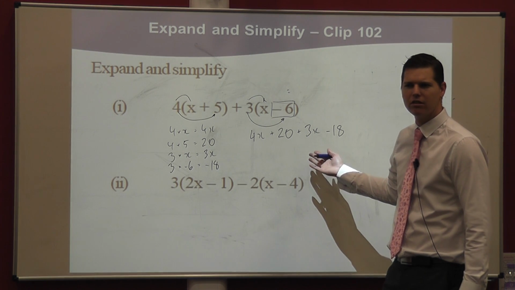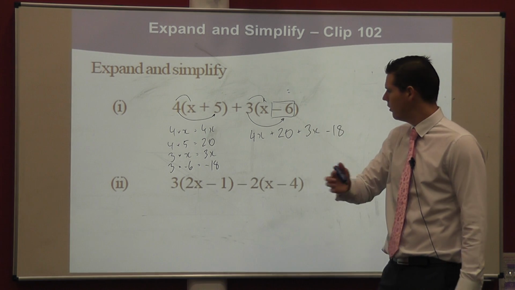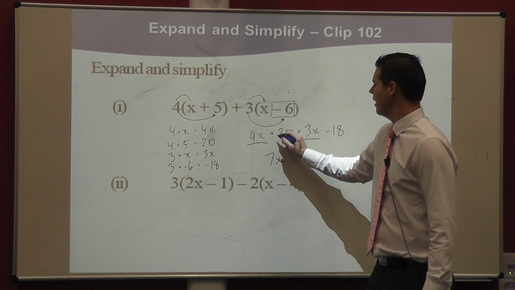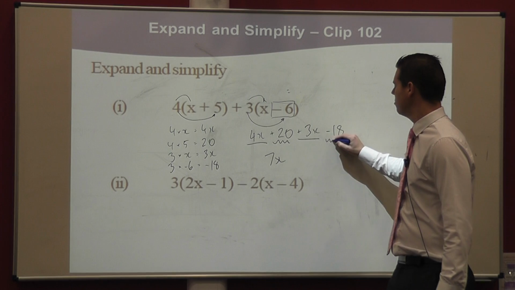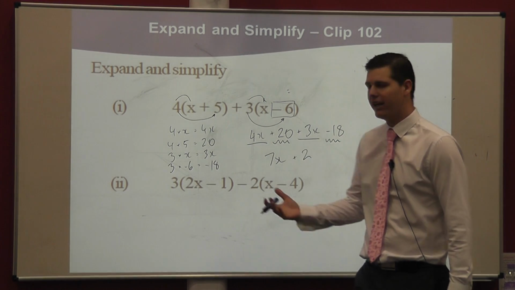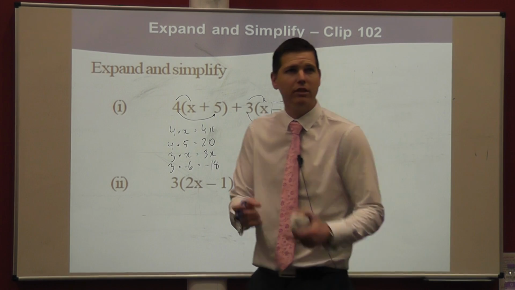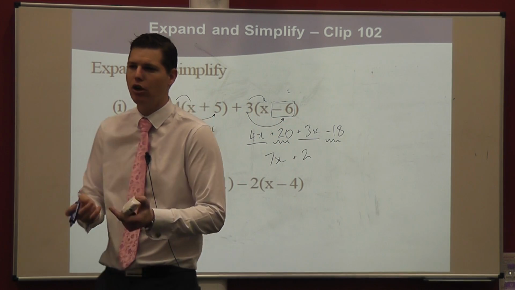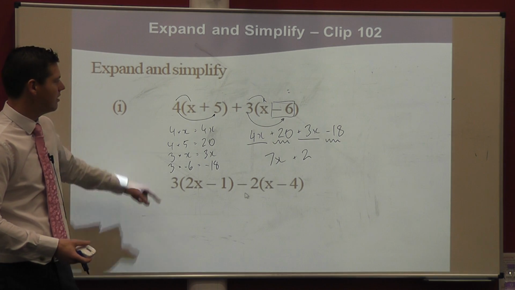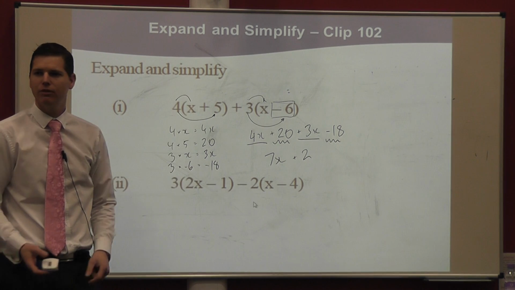What am I going to do next? Simplify. 4x plus 3x gives me 7x, and then positive 20 minus 18 gives me a positive 2. 7x plus 2, that's it. It's that simple. It's really just dealing with very simple terms and some calculations. Break it down into simple steps. Don't look at it as one big, massive, difficult question.